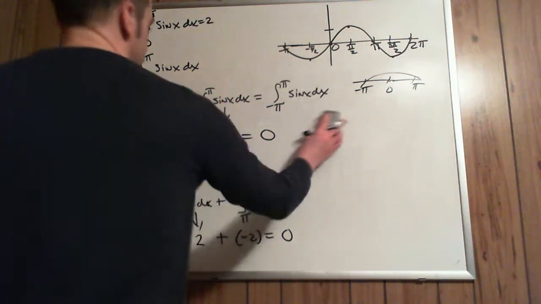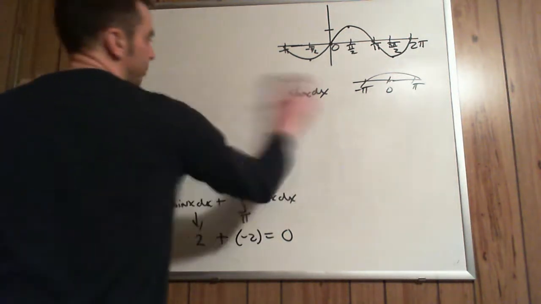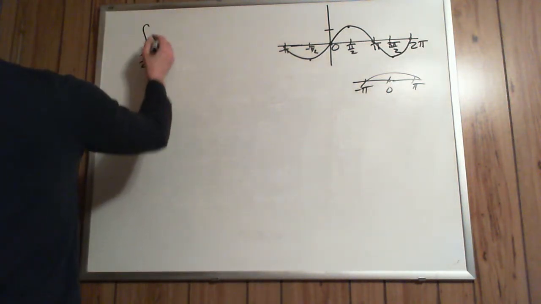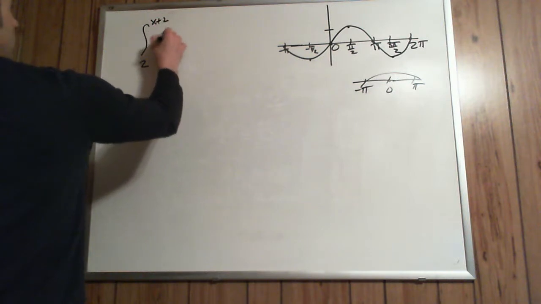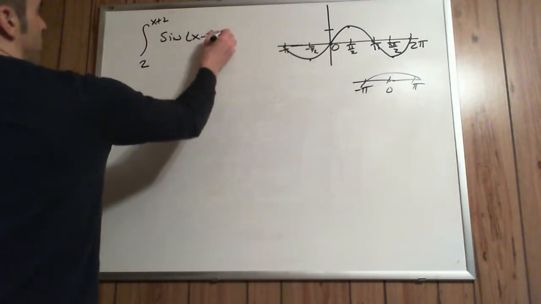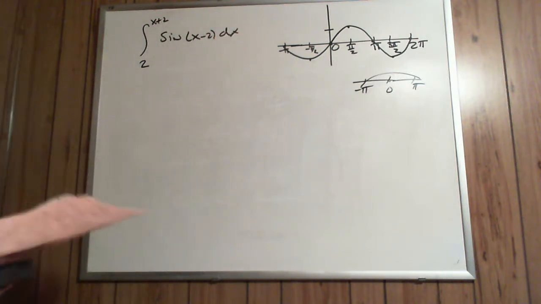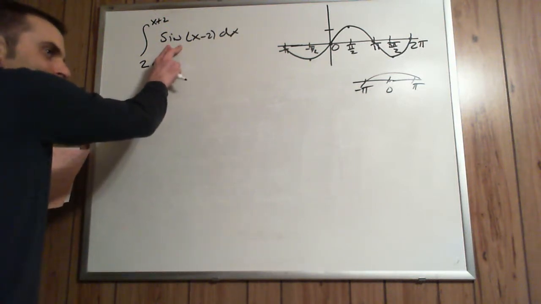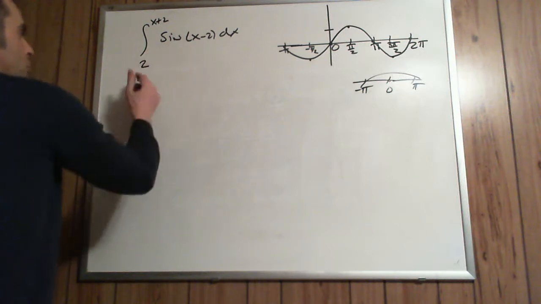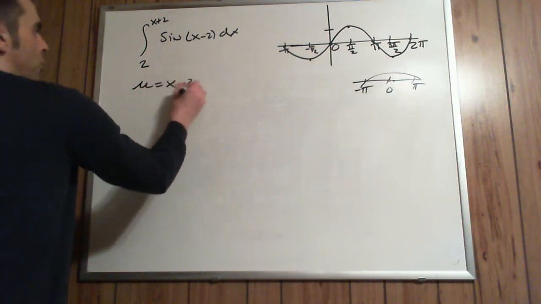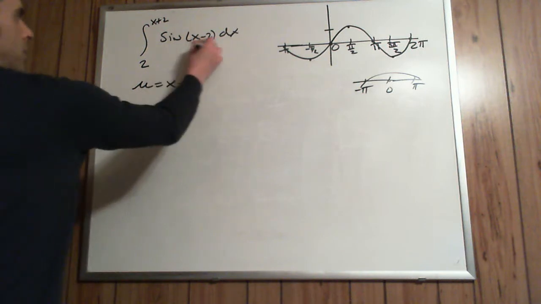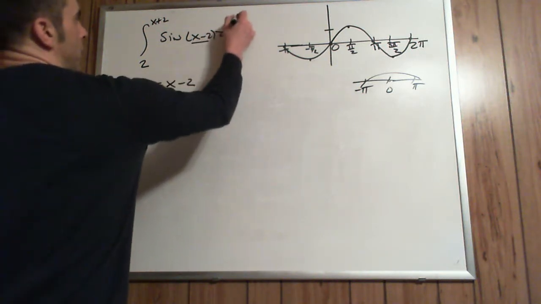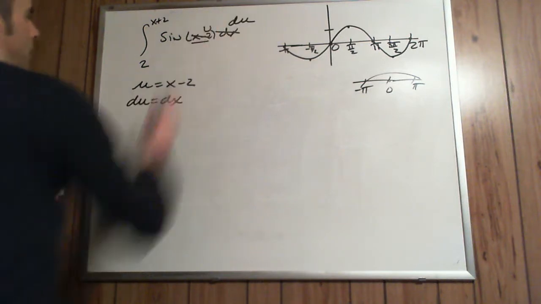In number 15, we have the definite integral from 2 to pi plus 2 of sine of x minus 2 dx. Since you're given information about sine x dx, we're going to do a u substitution and let u be equal to x minus 2, the inside stuff, and du equals dx. So this would become my du, and this would become my u.